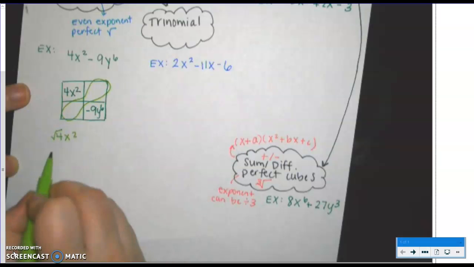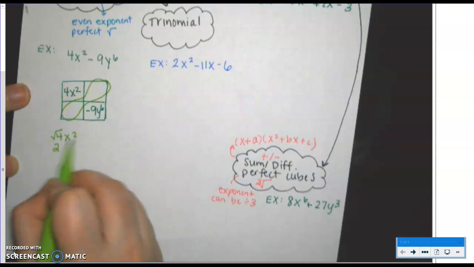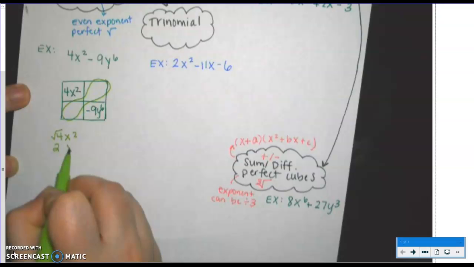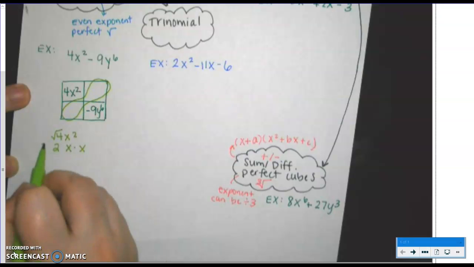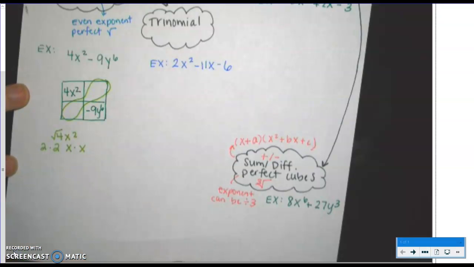I can take the square root of 4, and that's 2. And if I break that in half, right, it basically boils down to 2 times 2 and x times x.